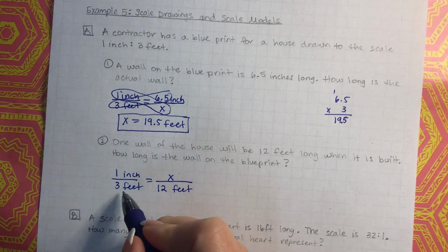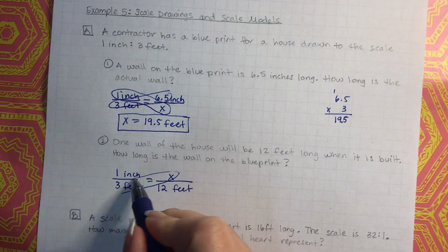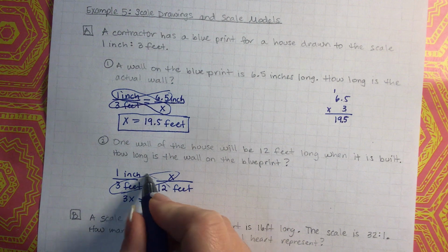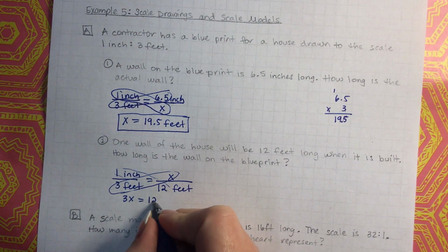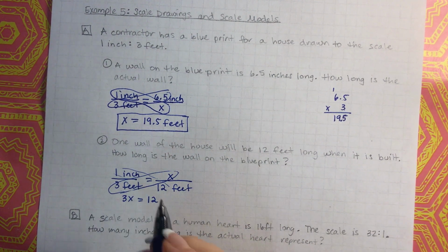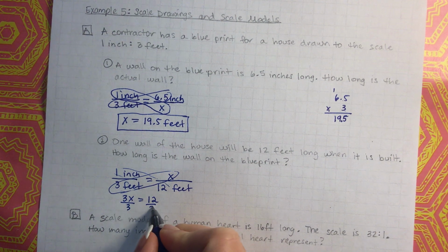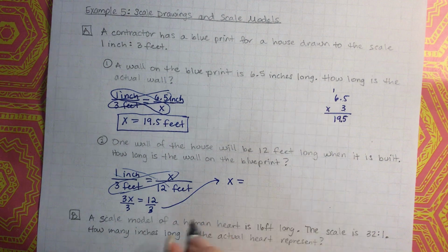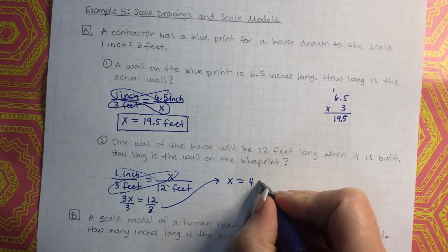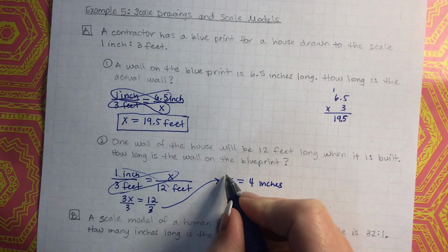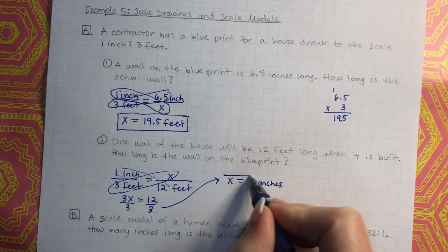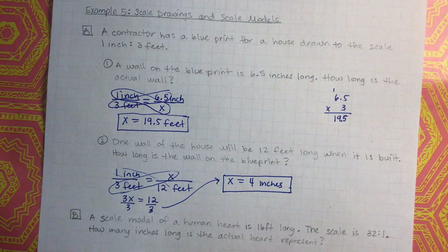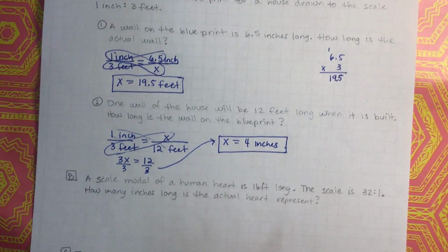So we're just going to use the cross products property. 3 times X is 3X equals 1 times 12, which is 12. Then we just want to get X by itself, so we divide both sides by 3. And we end up with X equals 12 divided by 3, which is 4, so it would be 4 inches on the blueprint. That's how big the wall would be. Perfect. Okay, let's go on to our next problem.